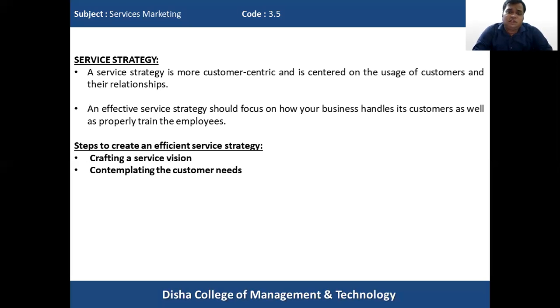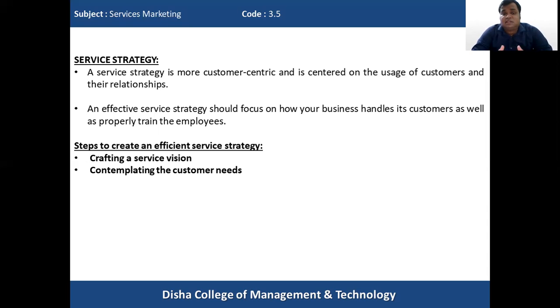Then comes contemplating the customer needs. We have to understand the customers' needs in a proper way, because if there is some ambiguity, then we will not be able to understand what the customer wants and will not be able to deliver the kind of services that the customer is expecting. So this is very important from the service organization's point of view, that it is able to contemplate or understand the customer needs. Once we understand the customer needs, then the service organization will be in a position to give the services or customize the services as per the needs of the customers.